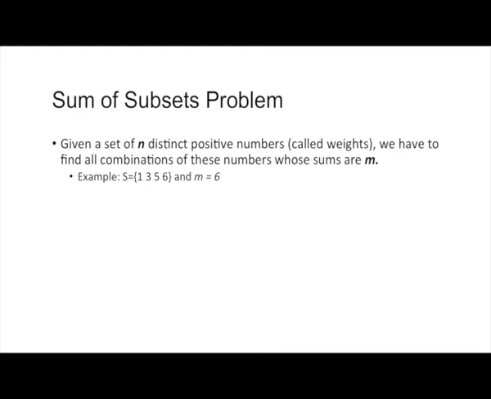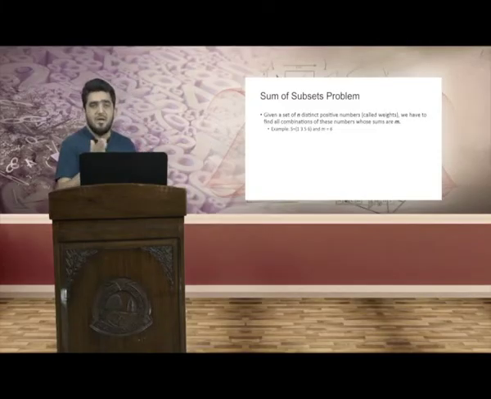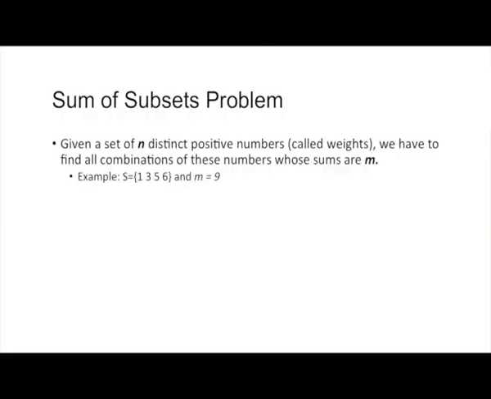In the example you can see we have this set specified as 1, 3, 5 and 6. So n is equal to 4, the numbers are 1, 3, 5 and 6, and the specified sum m is equal to 9. So we have to find all possible combinations of 1, 3, 5 and 6 whose sum is equal to 9 in this example. Now it is obvious there are simply two combinations which yield the sum 9, and you can see it is 1, 3, 5 and the other possible combination is 3 and 6.